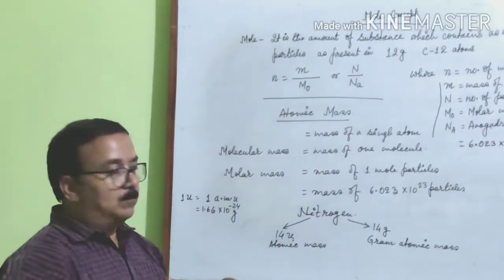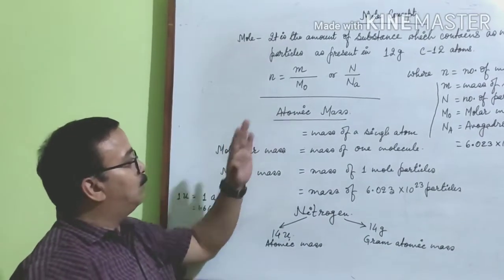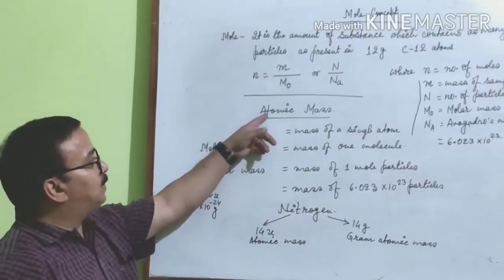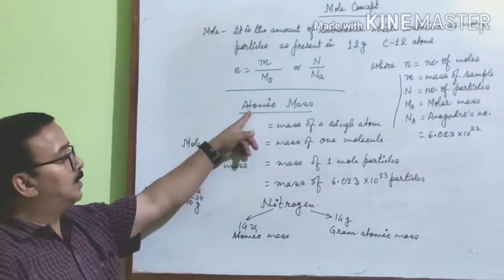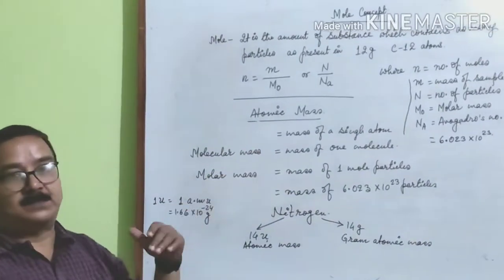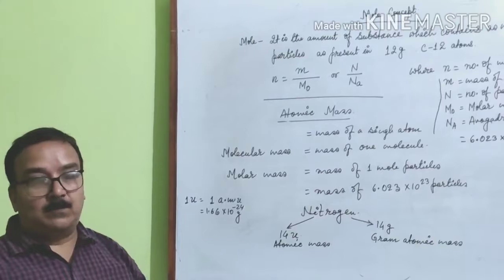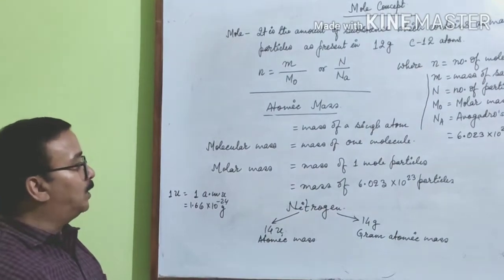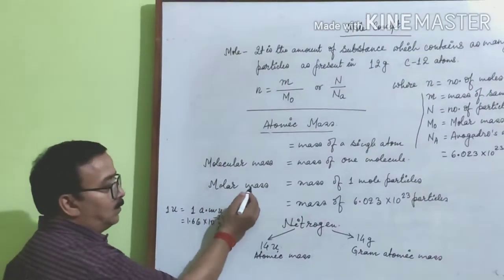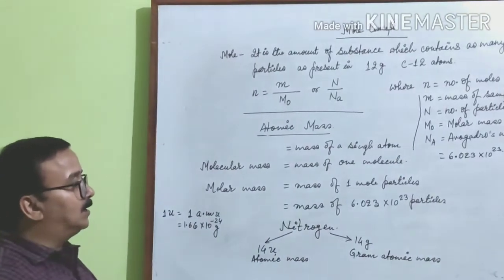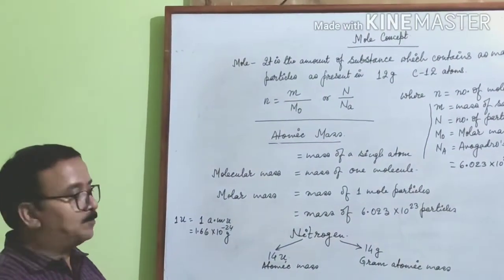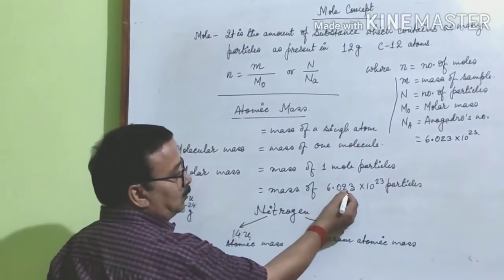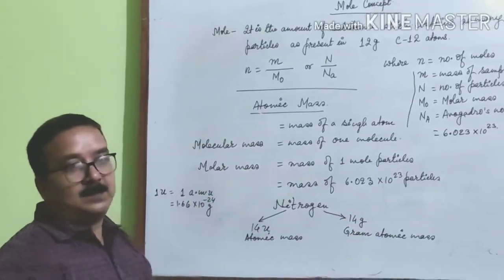Now we will discuss atomic mass. What is atomic mass? It is obvious from the name, atom is there. So atomic mass is the mass of a single atom. And what is molecular mass? Molecule is involved here. It is the mass of one molecule. And what is molar mass? Molar mass is the mass of one mole of particles. 1 mole means the mass of 6.023 into 10 to the power 23 particles.